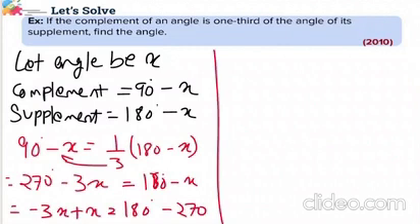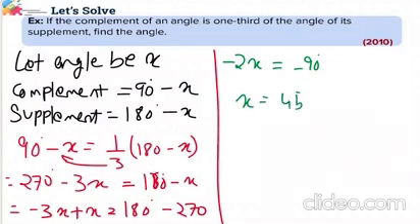So what do we get next? Next we get that minus 3x plus x is minus 2x. So minus 2x is equal to what? Minus 90 degrees. Why minus 90? 180 minus 270. So what will be the value of x? x will be equal to 45 degrees, because negative negative gets cancelled out. So this is your answer.